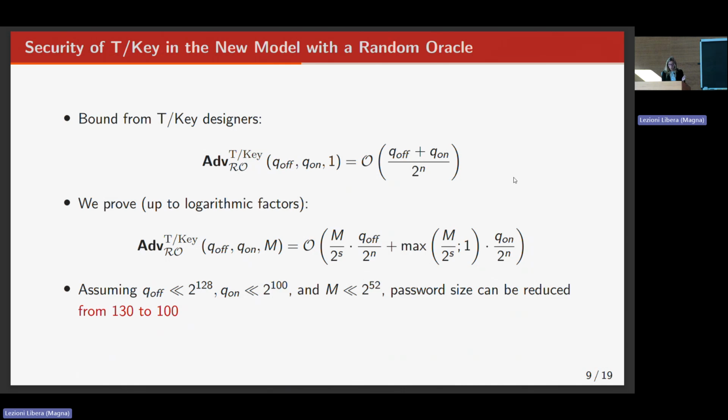And so if we target this 128 bits of security during the offline phase, 100 bits of security in the online phase, and we assume that the number of users is not too high, then this security bound tells us that generically you can lower the password size from 130 to 100 bits, which can be quite interesting, especially if you're in the scenario where we want to minimize the amount of data that the client transmits to the server.